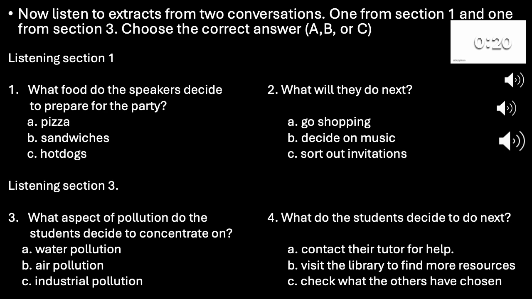Now listen to extracts from 2 conversations. One from section 1 and one from section 3. Choose the correct answer, A, B, or C. Recording 11. Listening section 1.